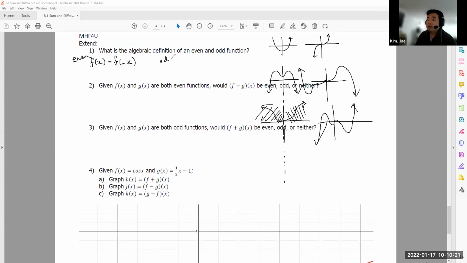And for odd, the definition is, if I take a function and do a vertical reflection, it will be the same as if I took that function and did a horizontal reflection. In other words, that's going to be point symmetry.